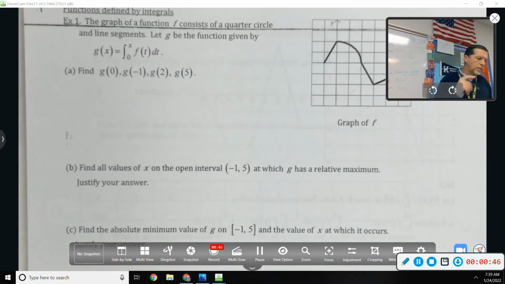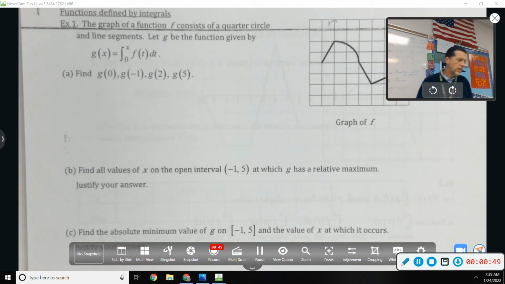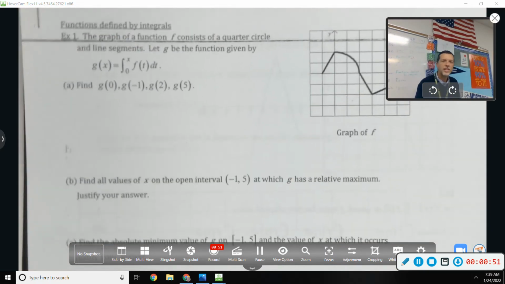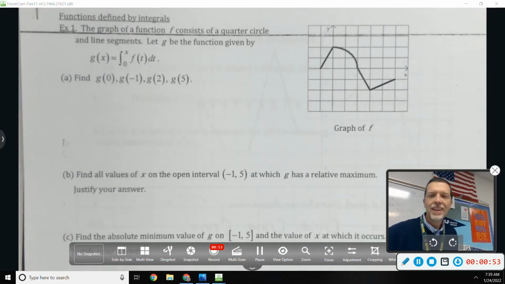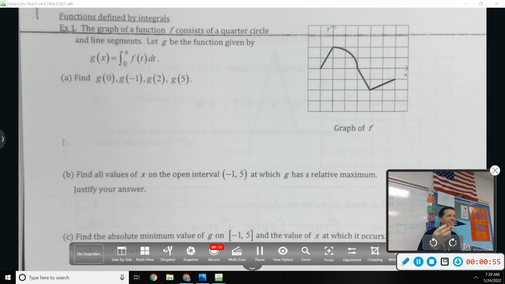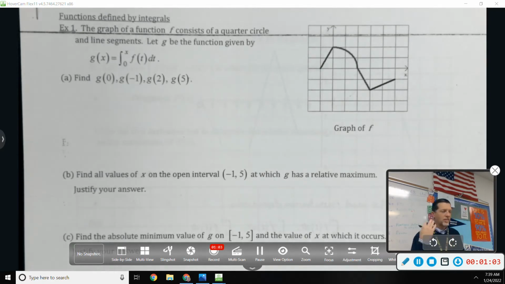Functions defined by integrals. This is one of those topics where once it clicks, it's not bad. You start to see it and it makes sense. But man, it takes a little bit to get there. That's why I reshuffled the days to make sure we didn't see this the day before the test. See it 2 days before the test. Give us an extra day to let it sink in.